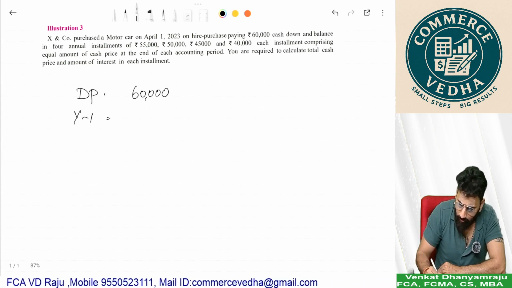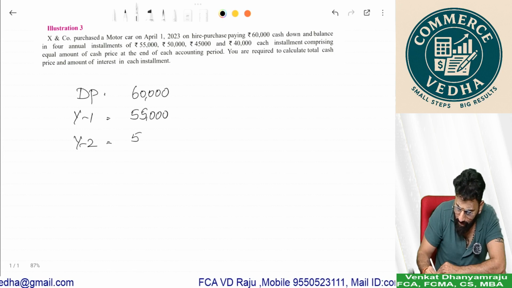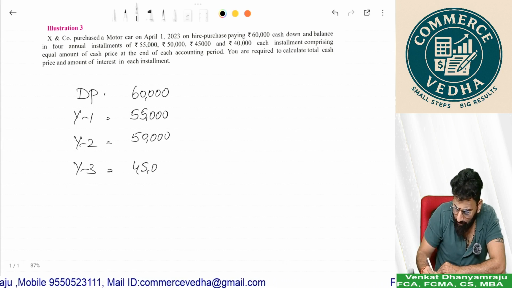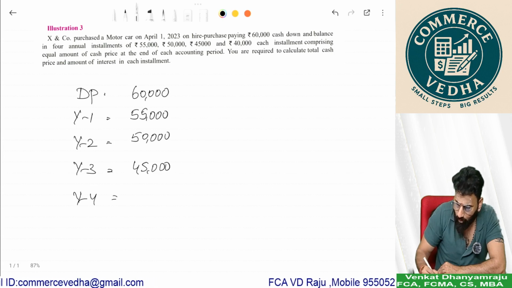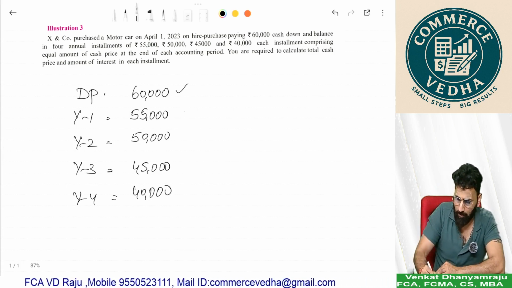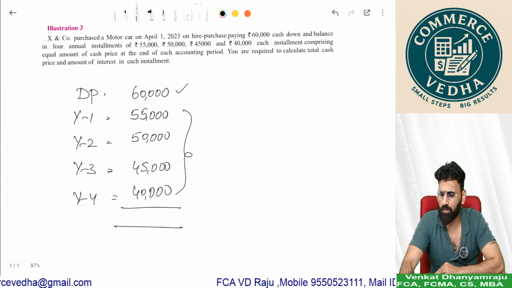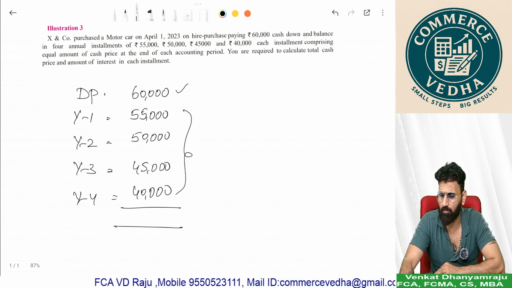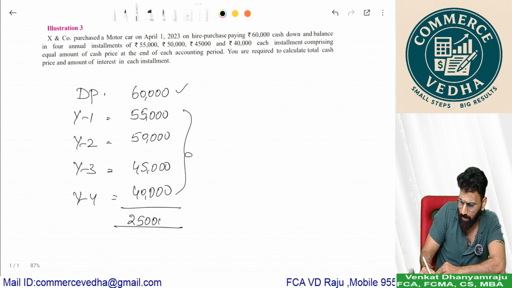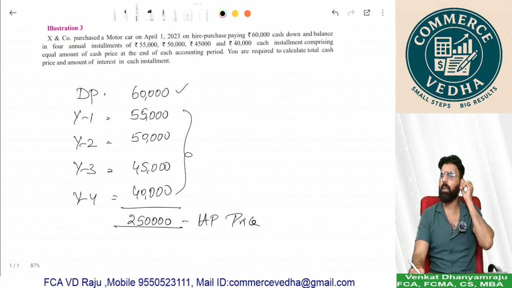Installment year 1, 55,000; installment year 2, 50,000; installment year 3, 45,000; installment year 4, 40,000. So as per the definition, down payment plus aggregate of installments equals hire purchase price. 55,000 plus 50,000 plus 45,000 plus 40,000 plus down payment 60,000, 2,50,000 is the hire purchase price.